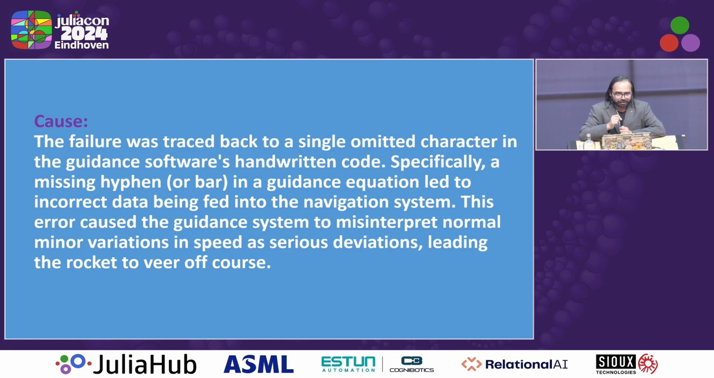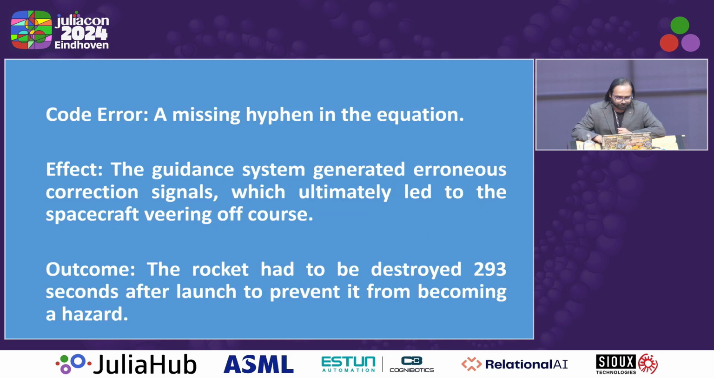Actually, it's not a hyphen. It was the bar on the radius r in the guidance equation, which led to incorrect data being fed into the navigation system. This error caused the guidance system to misinterpret normal minor variations in speed as serious deviations, leading the rocket to veer off course. The code error was a missing hyphen in the equation. The effect was that the guidance system generated erroneous correction signals, which ultimately led to the spacecraft veering off course. The outcome was that the rocket had to be destroyed 293 seconds after launch to prevent it from becoming a hazard.